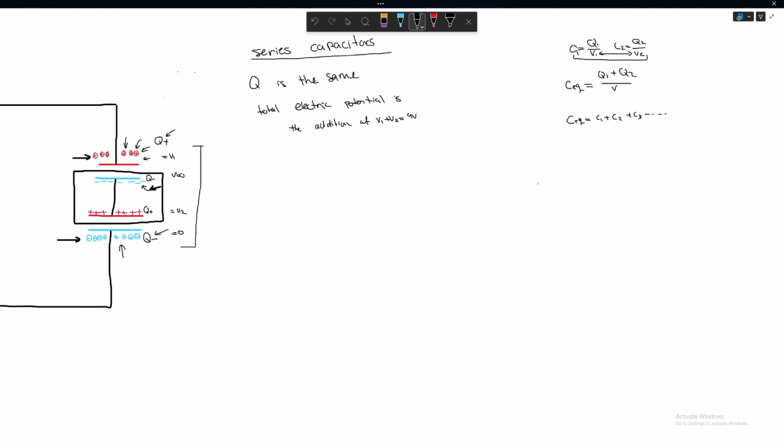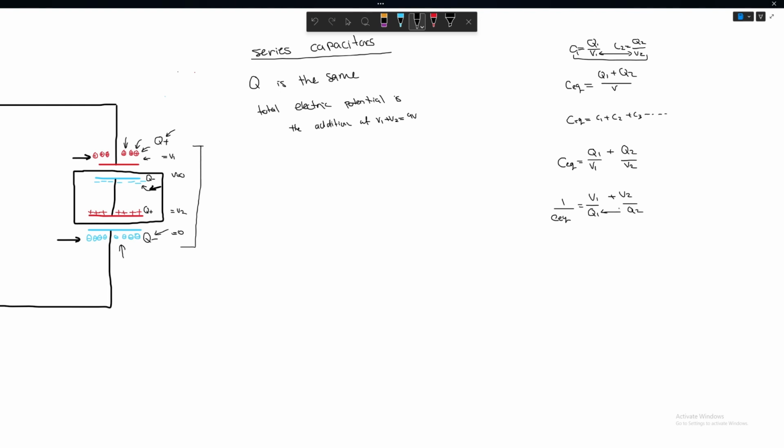But for this case, now what I have is, well, CEQ equals Q1 plus Q2 all over V1 over V2. Now, I can't add these together because the denominator is not the same anymore. But I can add their inverse. And so if I inverse this, what I'll get is CEQ. Well, I'll get 1 over. I got to inverse both sides. Right? Equals V1 plus V2 all over Q1, Q2.